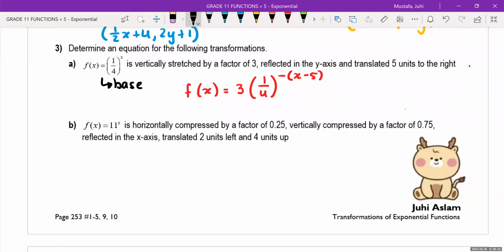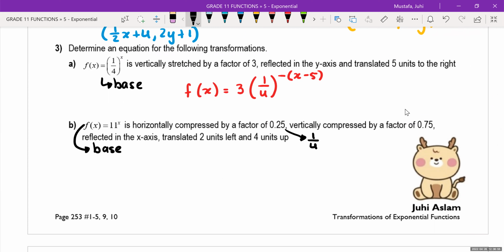For question B, we have f of x is equal to (1/1)^x. So again, this is your base function. It's not an actual transformation. It's horizontally compressed by a factor of 0.25. Okay, so let's break that down a little bit. 0.25, if I were to write that in a fraction, it would be 1 over 4. And a horizontal compression means it's going to be in our exponent, but we're going to do the opposite. So we're not going to actually think of it as 1 over 4. We're going to think of it as the number 4. Okay, so we'll keep that in mind.